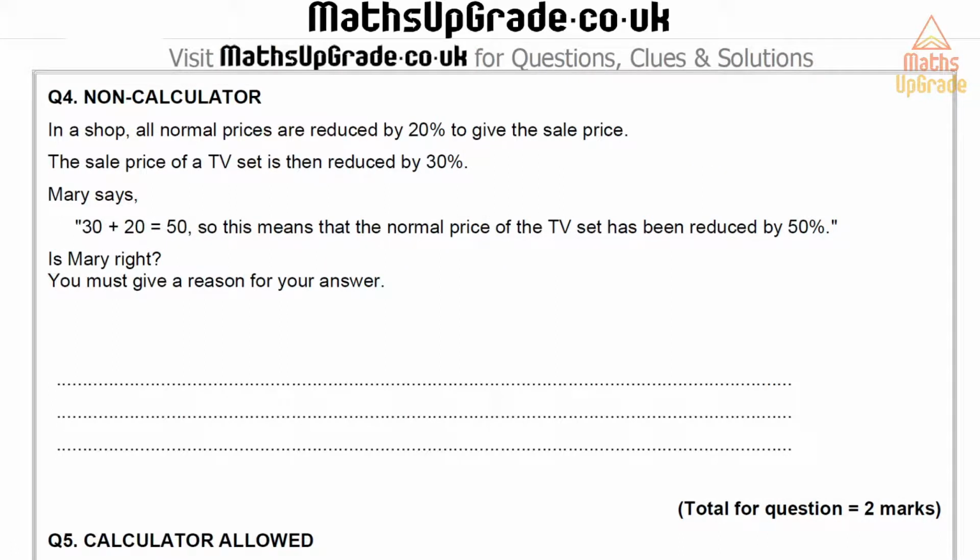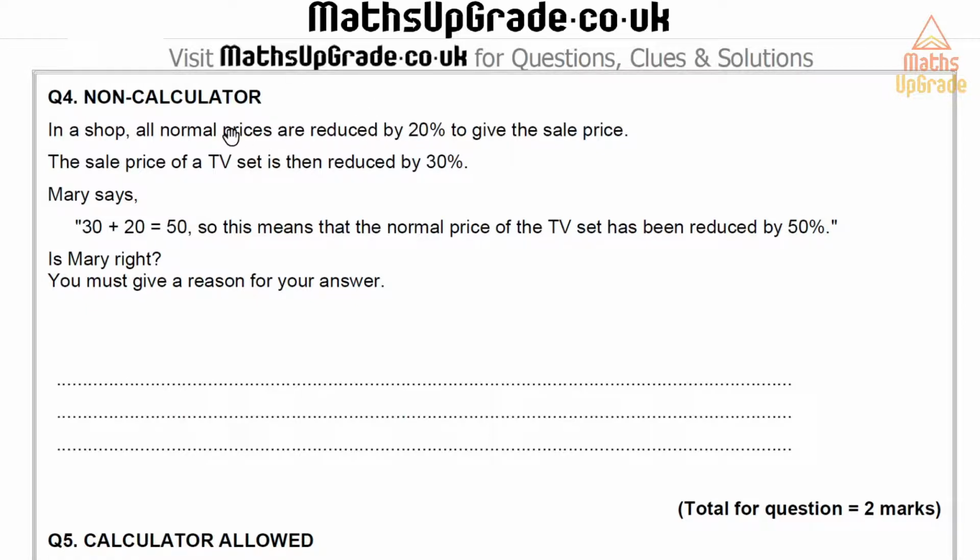In question 4, this is another reasoning question like question 3. In a shop, all normal prices are reduced by 20% to give a sale price. The sale price of a TV set is then reduced by another 30%. Mary says that 30 add 20 equals 50, so that means that the normal price of a TV set has been reduced by 50%. Is Mary right? And you must give a reason for your answer. This question's 2 marks. So first of all, let's think about what this means.